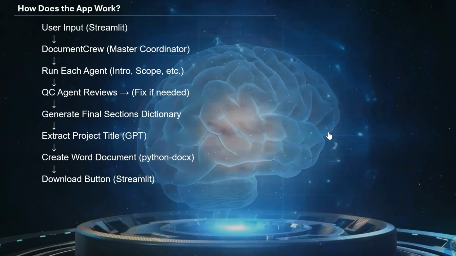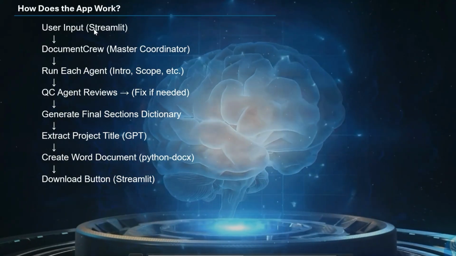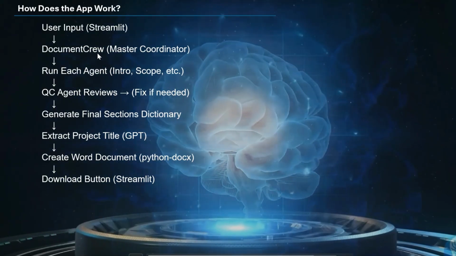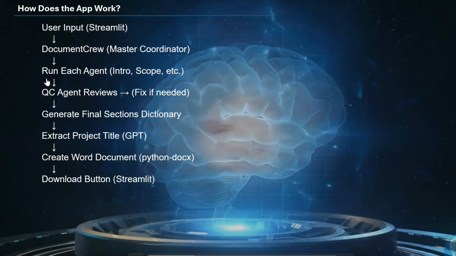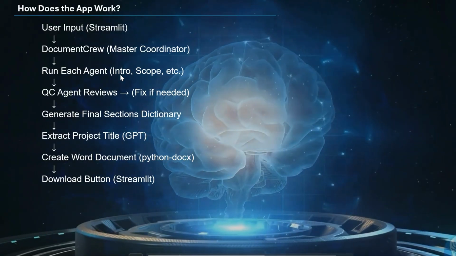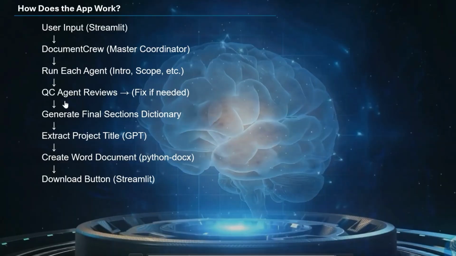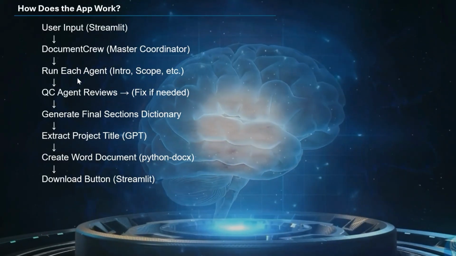So again, just to give you a glimpse of how this works, the user provides an input into Streamlit, and then the document crew gets called, which is the master coordinator or orchestrator, which runs each agent. Each agent, in the sense the introduction agent, the functional scope agent, and all those, runs in a synchronous way.